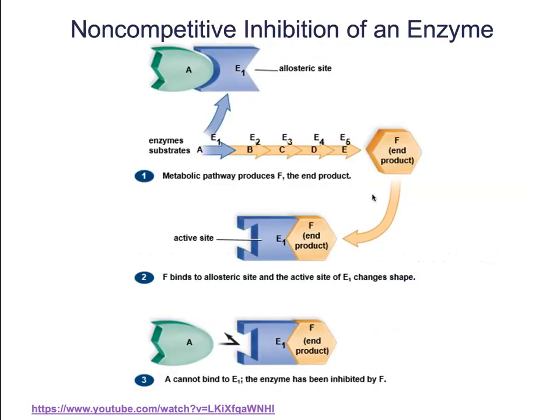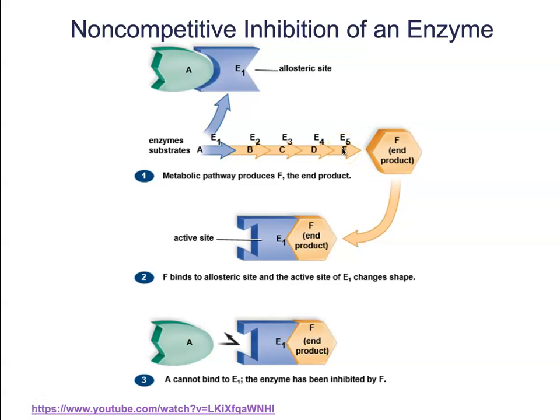If you look at our allosteric site, here's an example of our non-competitive inhibition. Our substrate A is going to bind to enzyme 1. And when it binds to enzyme 1, it's going to convert to product B. Product B will bind to enzyme 2, convert to product C. Enzyme 3 will help it convert to product D. Product D will convert to product E.